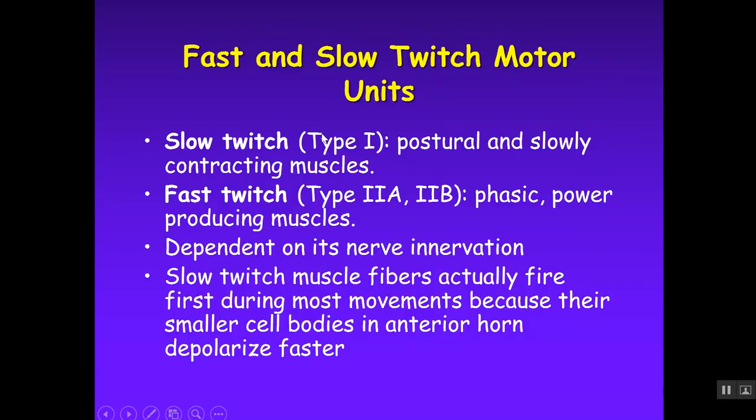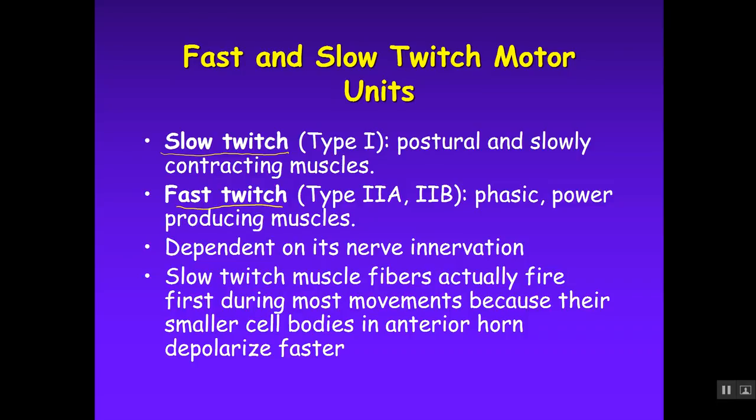Another thing your book talks about is fast and slow twitch motor units, okay? So you guys have learned about those in the past. Slow twitch or type 1 muscle fibers are postural and slowly contracting muscles, okay? So they're your postural set muscles that maintain certain postures. Slow is a relative term in contraction times. They're a little slower in how they contract, okay? They just don't generate the force and power of a traditional fast twitch muscle fiber, okay? Or, fast twitch muscle fiber.